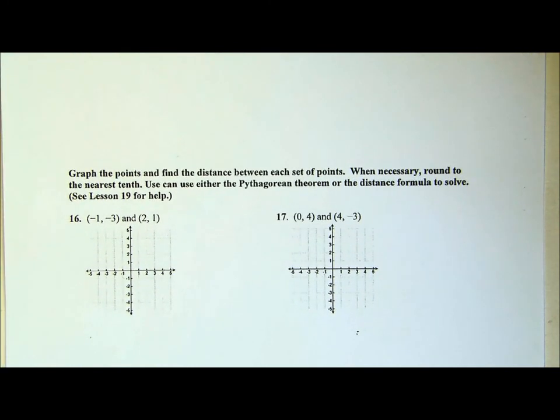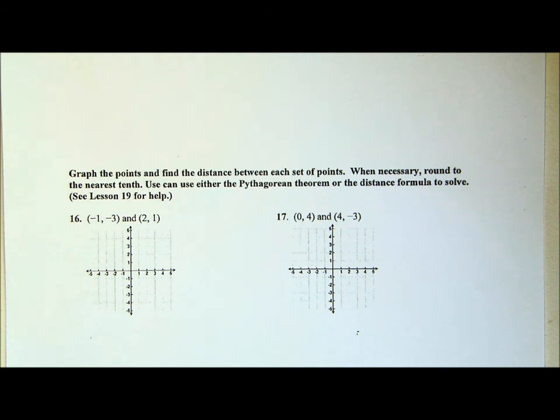16 and 17 says, use the points and find the distance between each set of points. When necessary, round to the nearest tenth. Now, to solve these, you can either use Pythagorean Theorem or the distance formula. Be very, very careful as you are plotting these. That is going to be a potential hiccup if you get something wrong. It's probably because the coordinate point wasn't plotted correctly. So pay attention to that.